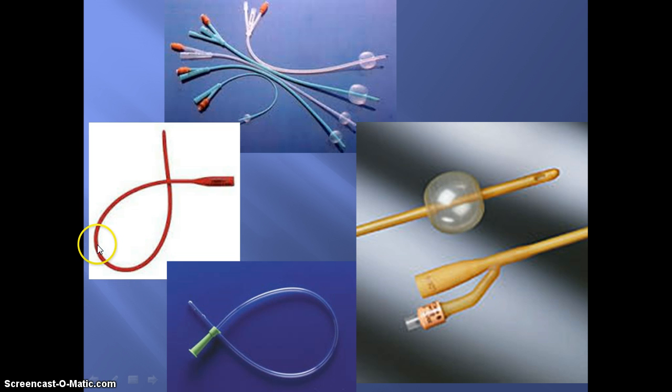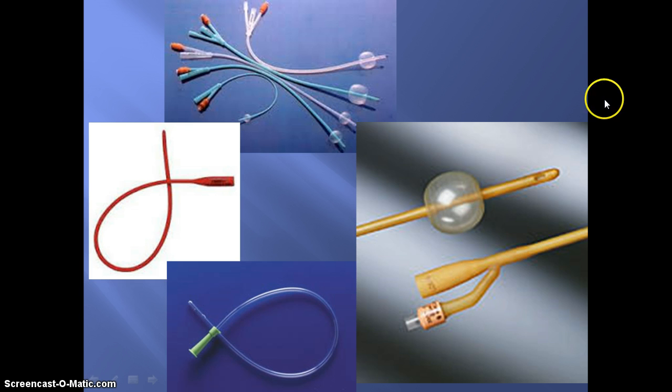This is what we call a red rubber catheter, and this is your typical straight cath that you would see in a facility. It does not have the balloon on it. Again, you sterilely insert, drain, and remove. The top picture here is just an example of different types and sizes of catheters. You can see the different colors, connectors, and that sort of thing.